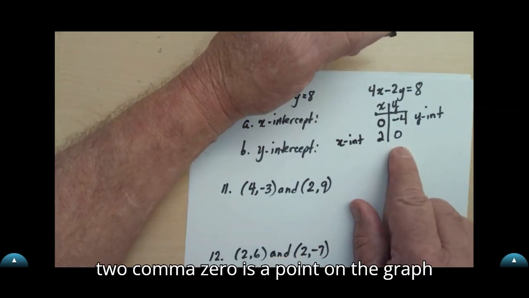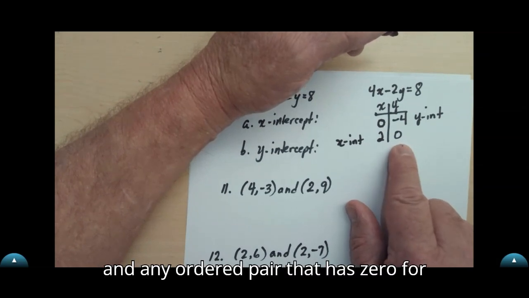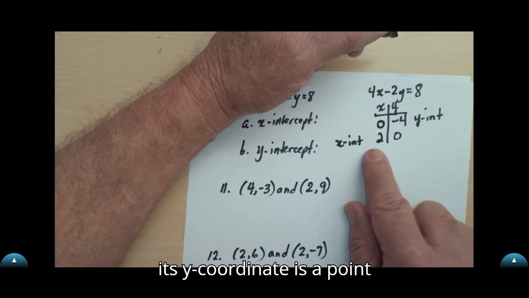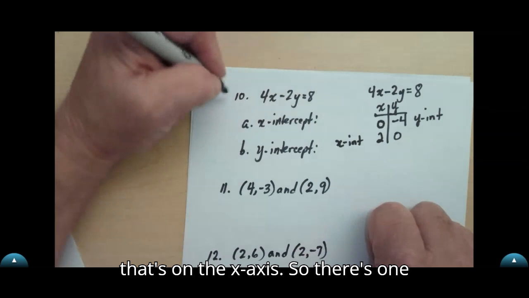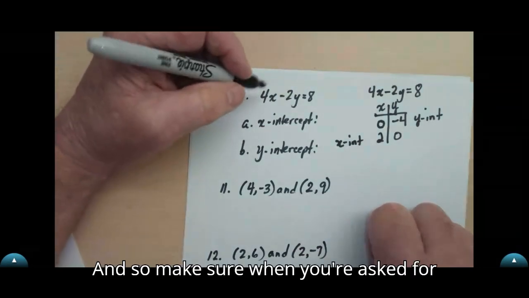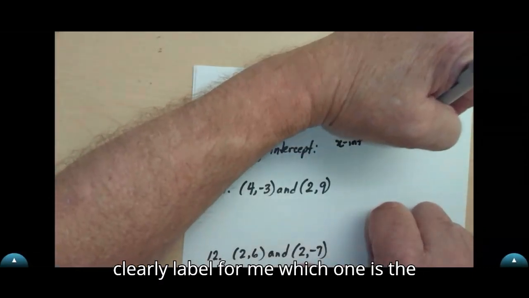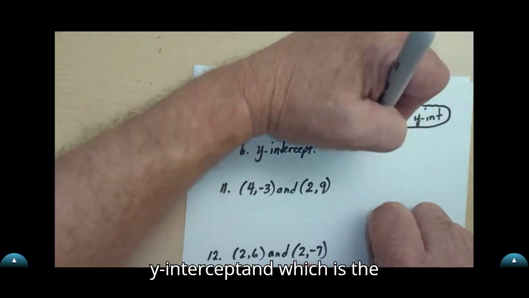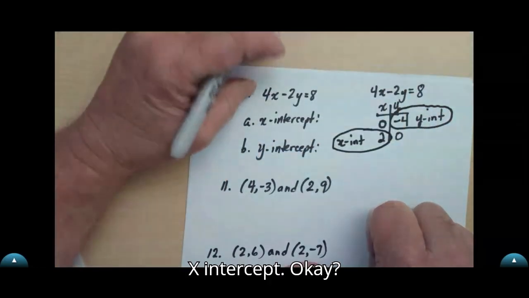2, 0 is a point on the graph, and any ordered pair that has 0 for its y-coordinate is a point that's on the x-axis. So there's one almost just like this on the test. And so make sure when you're asked for the x and y-intercept, make sure you clearly label for me which one is the y-intercept and which is the x-intercept, okay?